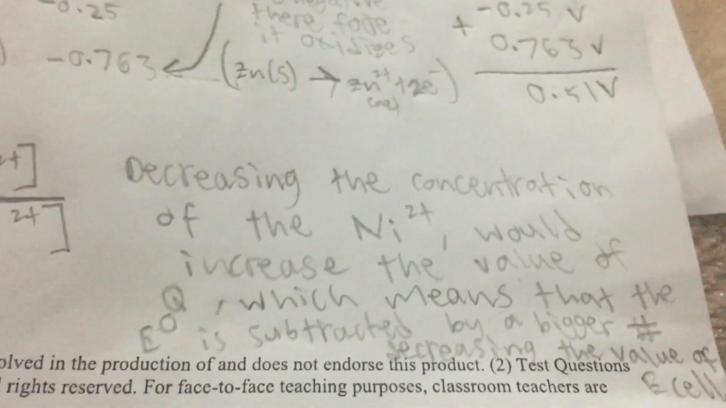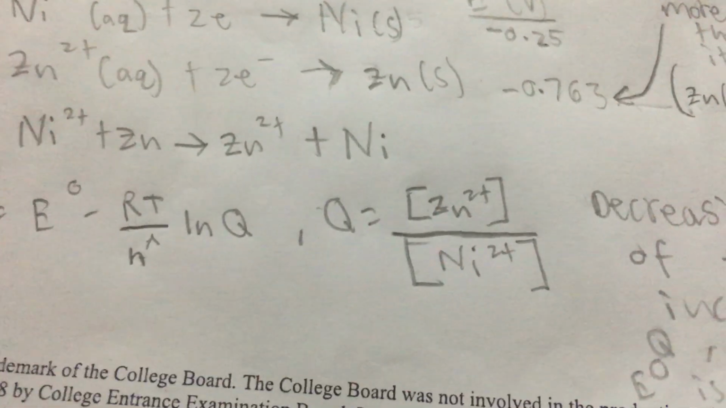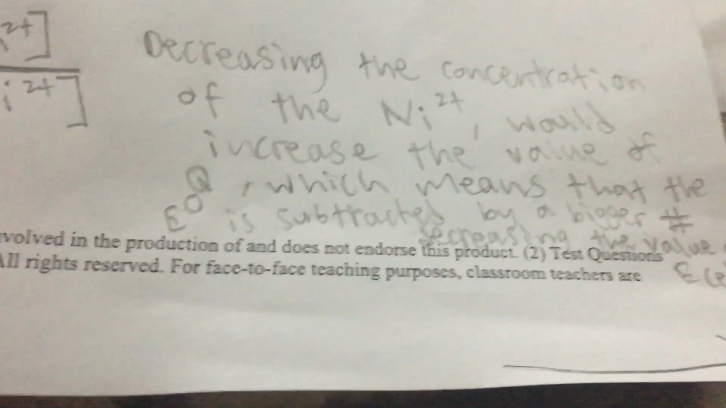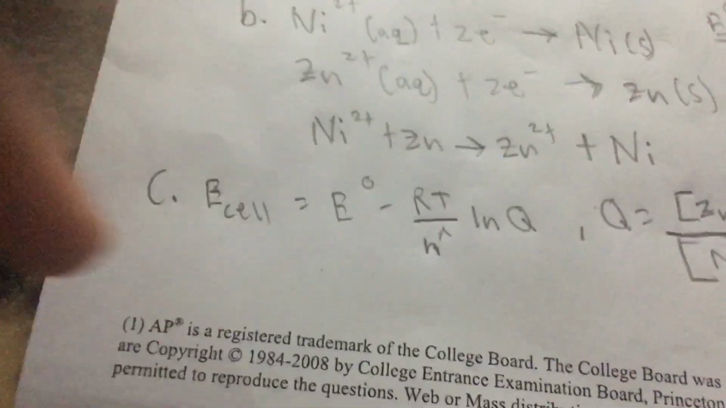Decreasing the concentration of the nickel 2 plus would increase the value of Q, which means that E standard of the cell would be subtracted by a larger number, which means that E cell would be less. It would decrease.